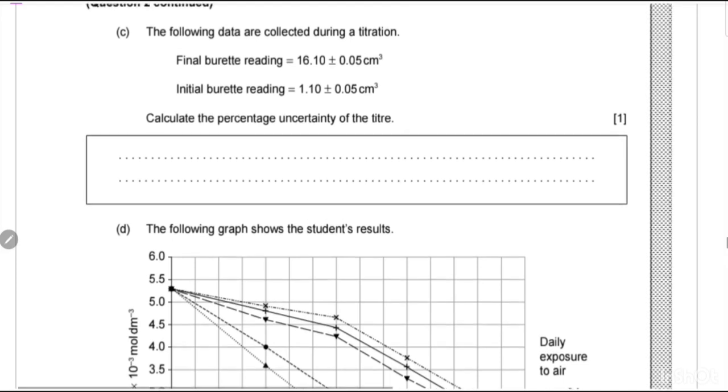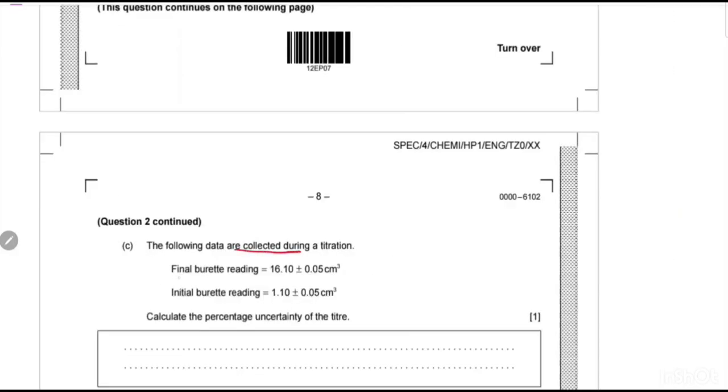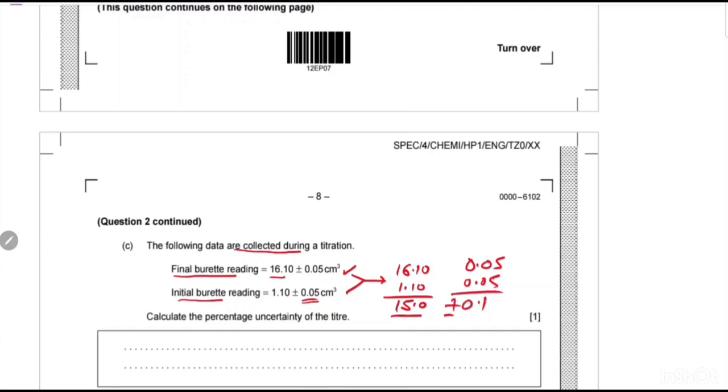Now the next part says the following data are collected during a titration, and he has given us the final burette reading and initial burette reading, 16.10 plus or minus 0.05 cm³ uncertainty and 0.05 cm³ in the second one. When we have to find the volume of solution used, you have to subtract final minus initial. 16.10 minus 1.10 comes out to be 15.0. This is the volume, and whenever we are using addition or subtraction of data values, the uncertainties are always added. Therefore 0.05 and 0.05 comes out to be 0.1, so plus or minus 0.1 is the uncertainty.